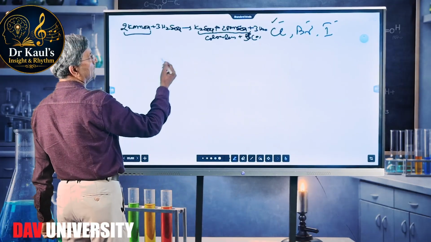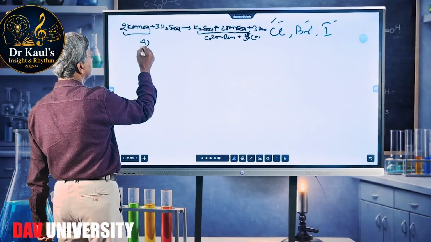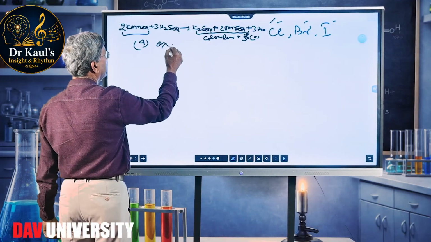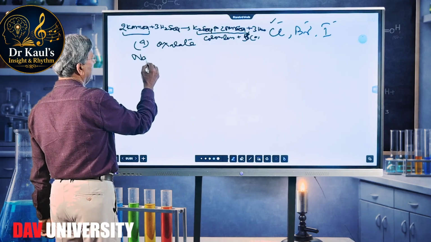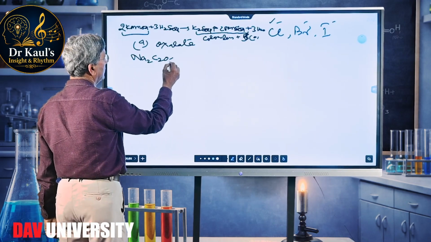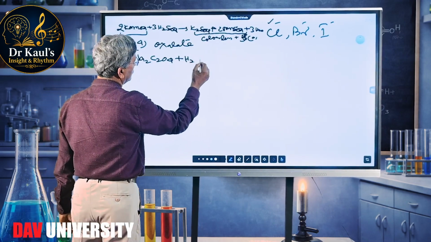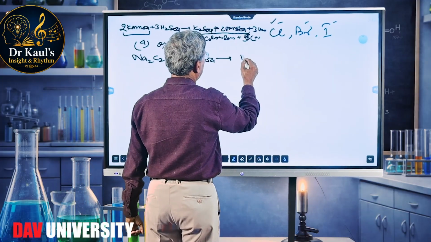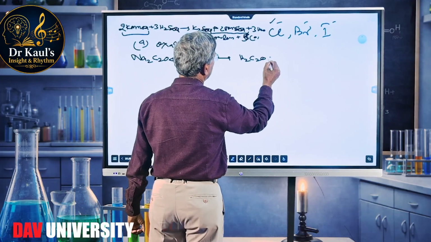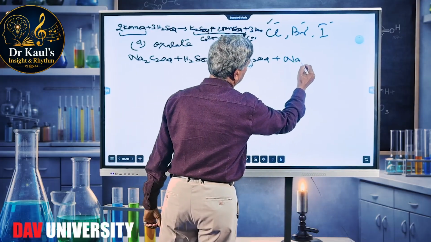So we take the example of oxalate. So number 4 is oxalate. Suppose we have got sodium oxalate that combines with H2SO4 to give you H2C2O4 plus sodium sulfate.